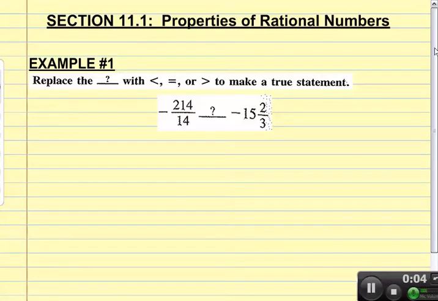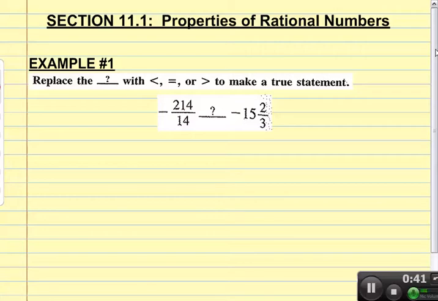There we go. Properties of rational numbers, section 11.1. This first example says replace the blank with less than, equal to, or greater than to make a true statement. Normally, when we want to add, subtract, multiply, or divide, it's easier to work with fractions most of the time than with repeating decimals. Fractions are accurate and easier to work with. But if I'm just comparing these two numbers, I really like looking at them as decimals.